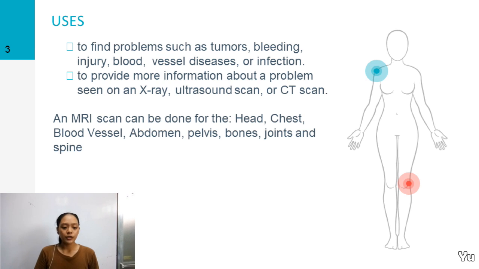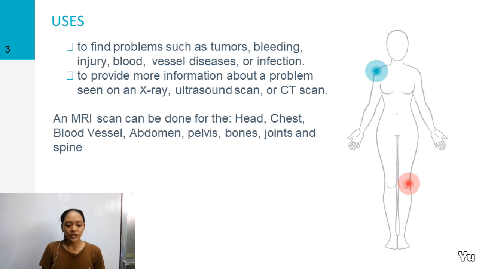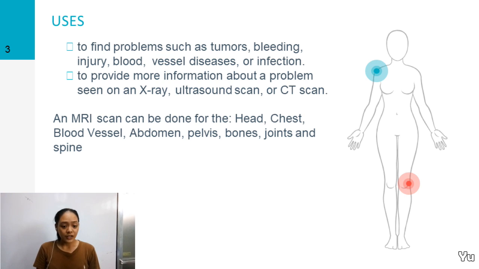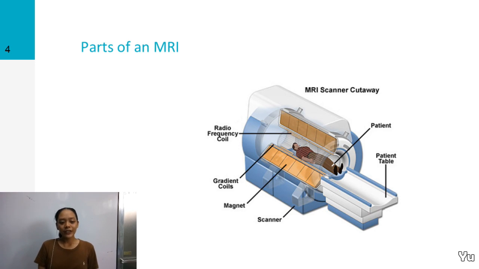An MRI can also scan the head area, chest, blood vessels, abdomen, pelvis, bones, joints, and spine. The parts of an MRI are the radio frequency coil, the gradient coils, the magnets, the scanner, and the patient's table. And for it to work, a patient should be placed inside the scanner.